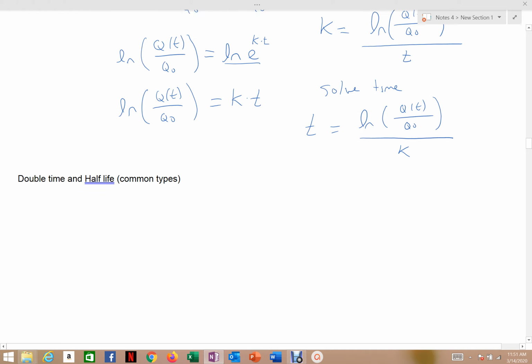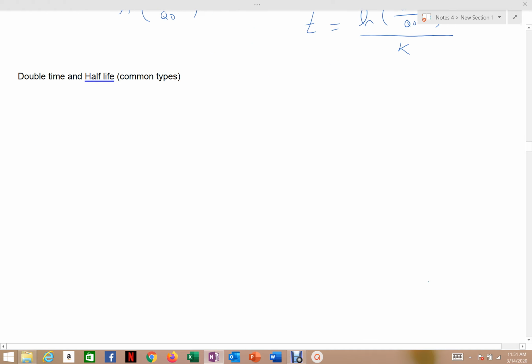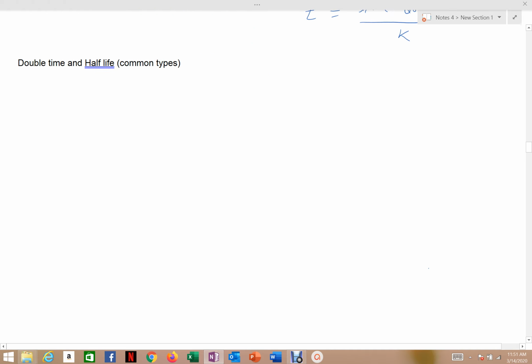Now I'm going to look at two common types that typically show up in our applications. And again, somewhere you should have seen these. You should have talked about doubling times and half-lives. So doubling time would be growth. I'm going to start with doubling time. This would be if we're growing.